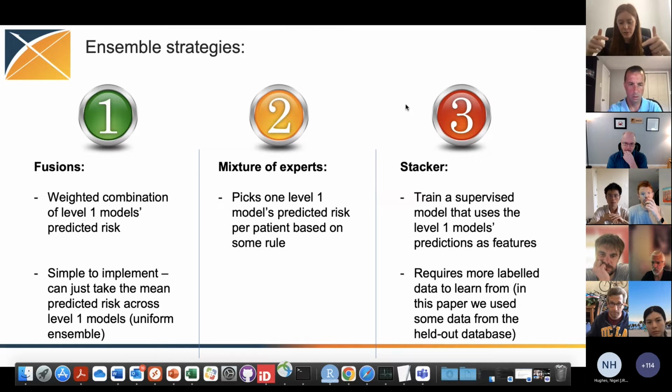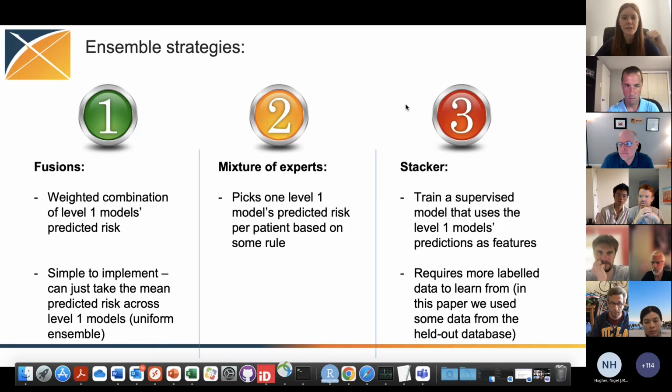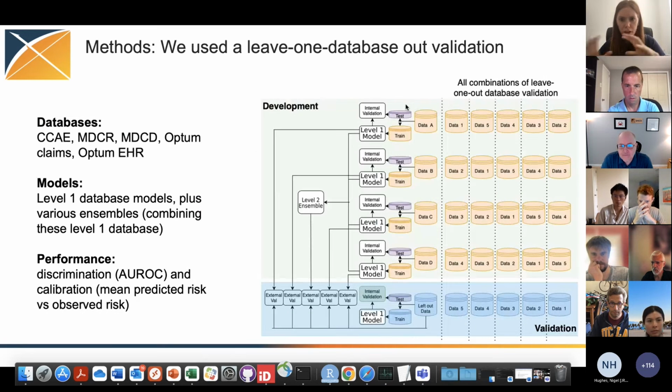For the experiment that I'm about to show, we assumed that in the setting where you're going to be applying the models, you would have a limited amount of labeled data. So we experimented with a stacker design where we used some data from the database you're going to be applying the model to. That's going to come up a little bit because you're going to see that it had a little bit of an advantage, because it's not completely unseen, the database. So the design we did, we looked at 5 different databases.